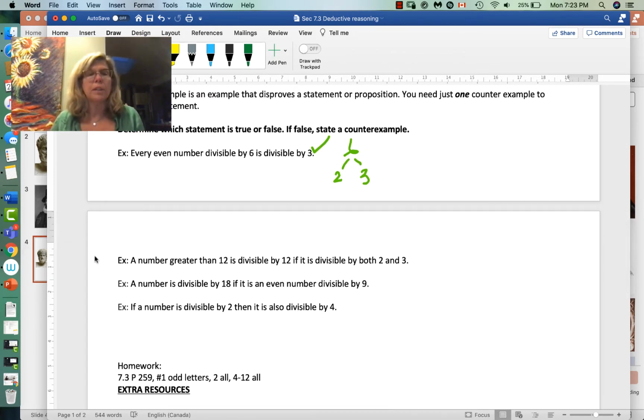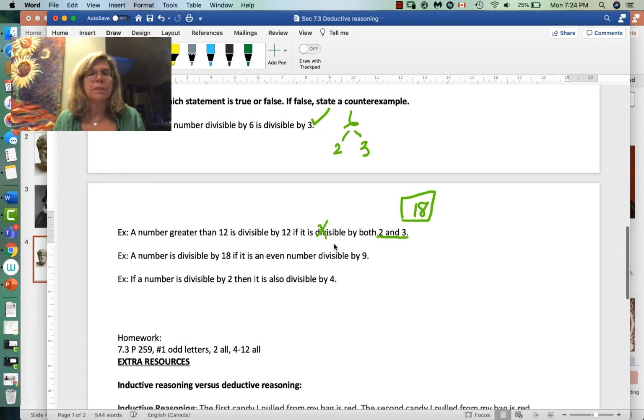The second one: a number greater than 12 is divisible by 12 if it's divisible by both 2 and 3. Well, in this case, maybe we should start out thinking about the numbers that are divisible by both 2 and 3. The one that comes to mind is 18. 18 divided by 2 is 9, and by 3 is 6. But it's not divisible by 12.